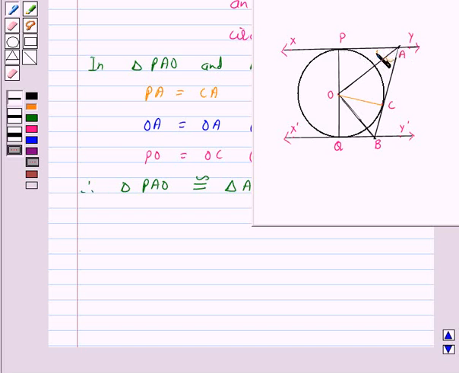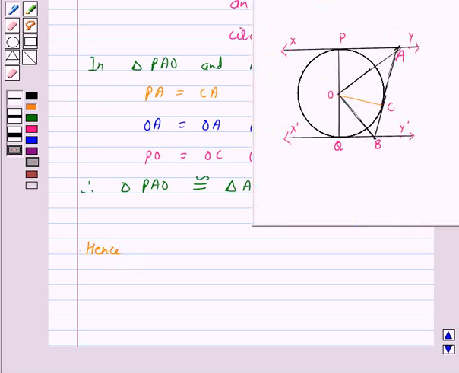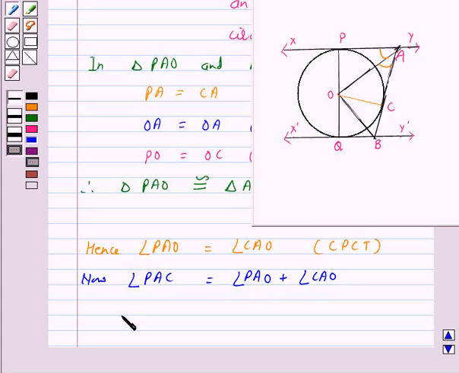Hence, angle PAO is equal to angle CAO by CPCT. Now, angle PAC is equal to angle PAO plus angle CAO. Or we can write angle PAC is equal to twice angle CAO, because angle PAO is equal to angle CAO.